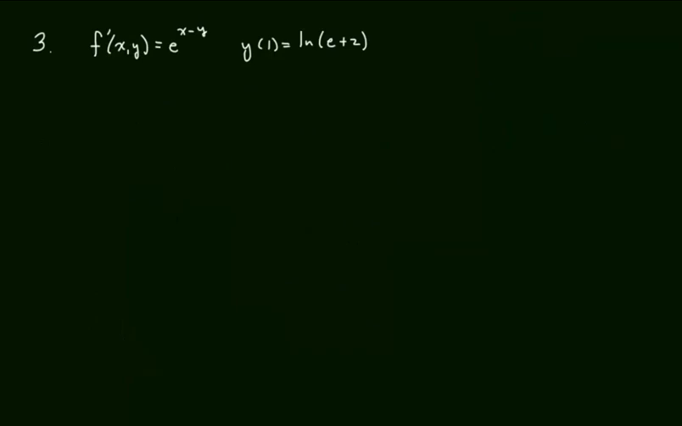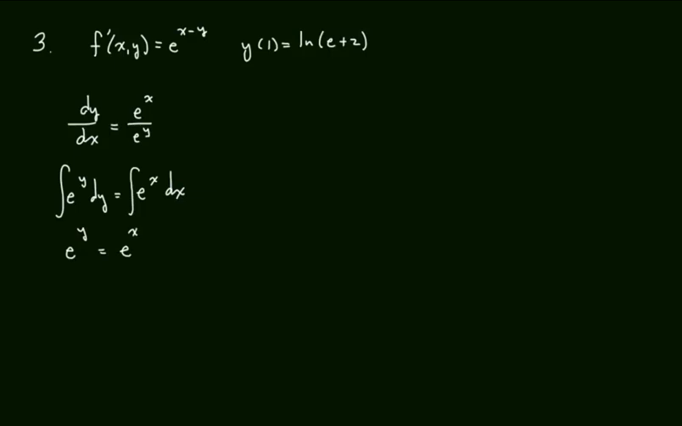Example number 3, I'm going to quickly convert this to Leibniz notation, dy/dx equals, I'm also going to write this so that it's easier to separate the variables, e to the x over e to the y, properties of exponents. When I separate the variables, I get e to the y dy equals e to the x dx. I am then going to integrate both sides. Okay, the integral of the left-hand side is e to the y. The integral of the right-hand side is e to the x. And then we combine the c's to get plus c.